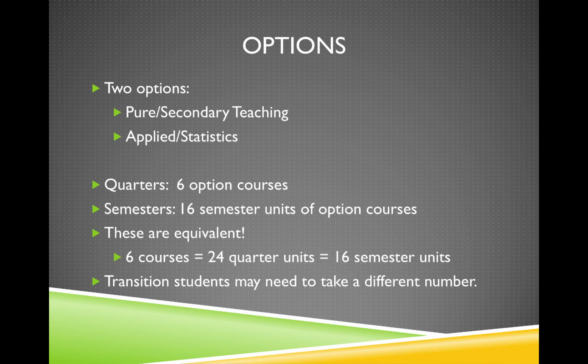Now, it's important to note that transition students, which is the students that are partly on quarters and then partly on semesters, may need to take a different number. They may need to take 15 semester units, they may need to take 18 semester units of option courses. It all depends upon which core courses you take on quarters versus which core courses you take on semesters. I have another video about that, which you can view, or you may need to meet with an advisor to work out exactly how many semester units of option courses that you need.